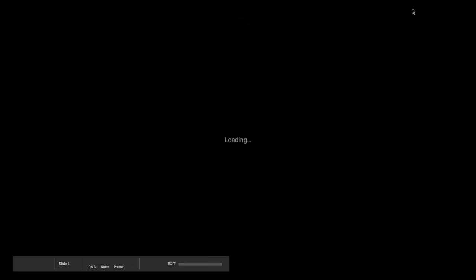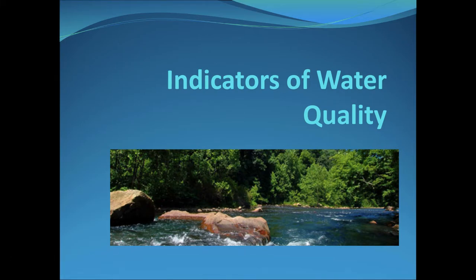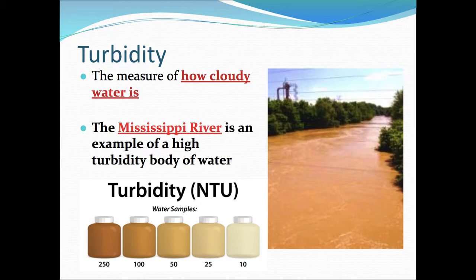So, the purpose of these notes is to help you understand how specific human actions impact water and in which ways they impact it. So, we're going to be looking at 6 specific indicators. There's going to be some videos embedded throughout. We're going to be looking at, again, how specific actions change water. So, let's begin with our first indicator.